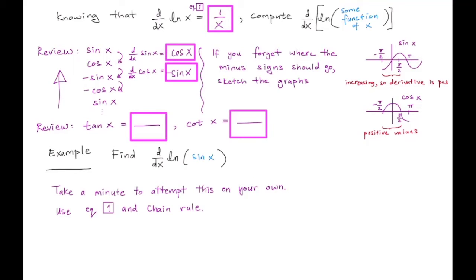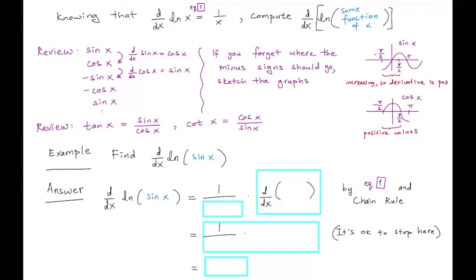We also want to review that another way to write tangent of x is to write it as sine of x over cosine x. And cotangent of x is equal to cosine of x divided by sine of x. So please take a minute to attempt this on your own. So we have the natural log of sine of x, and we want to compute its derivative.